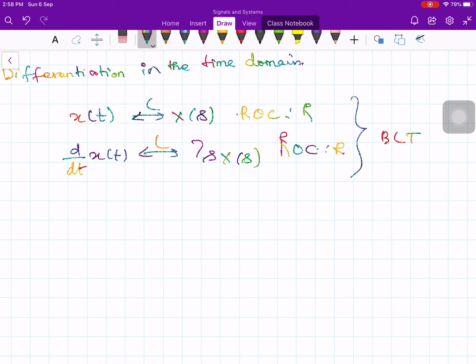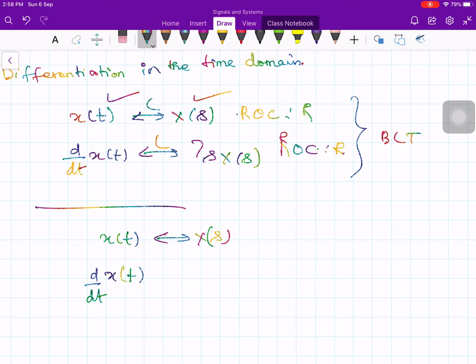So this is the question which we would like to answer now. Given that x of t has the Laplace transform X of s, what is the unilateral Laplace transform of d by dt of x of t when the input signal x of t is differentiated? In this case, it is s times X of s minus x of 0 minus. We will derive this. The first one is very easy to derive, and this one is the unilateral Laplace transform.